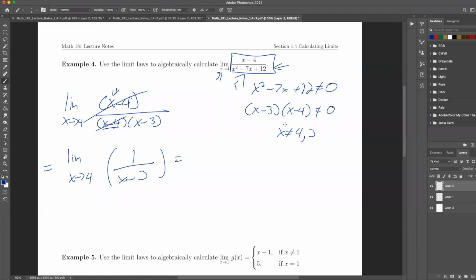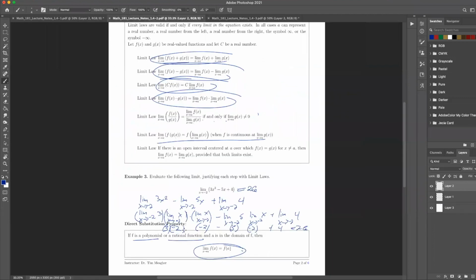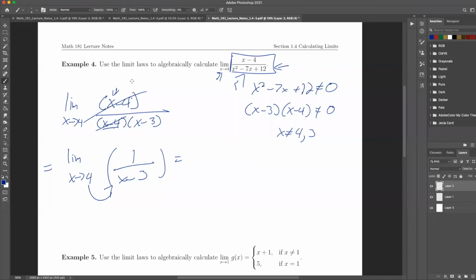Once we get here, we can just directly substitute, right? Now this is in the domain, and then we can apply this rule here. It's in the domain now. So after just a little bit of algebra, we can apply the domain law. This is just equal to 1 over 4 minus 3, which is 1 over 1, which is equal to 1, which we know is the answer. We already calculated it from the last section.